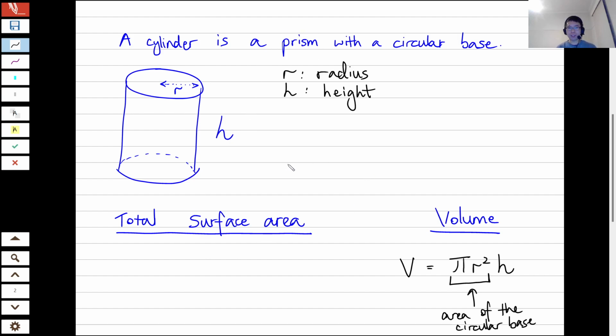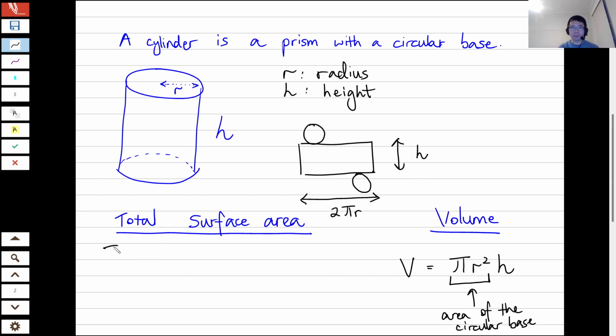Okay, now for the surface area. I want you to think of a cylinder, if I unfold it, as having two circles, and then there's this rectangular part as well. So one of the dimensions of this curved surface is h. The next question is, how long is it around this curved surface? Well, that's going to be the perimeter of a circle, and the perimeter of a circle is 2 pi r.